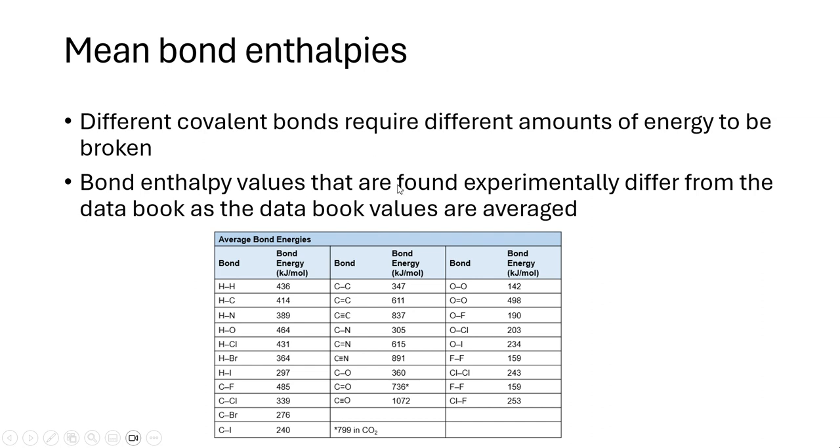And bond enthalpy values, this is a common question, like a 1 or 2 marker. They'll ask why you got a different value compared to the data book value. The reason is that the data book value is an averaged value. They took the CC bond in many different compounds, saw how much energy was needed to break it in each, and then averaged it. Whereas if you do it experimentally, you only do it once. So of course it's going to be different from the data book value, because the data book value is an average, not the experimental value.